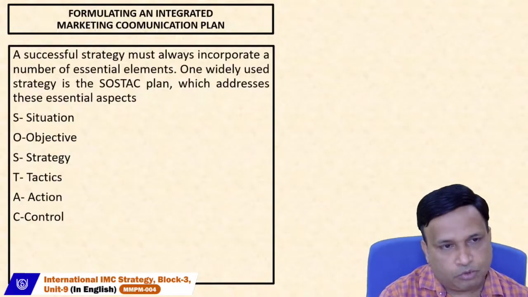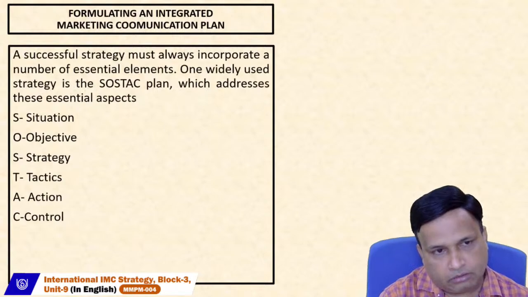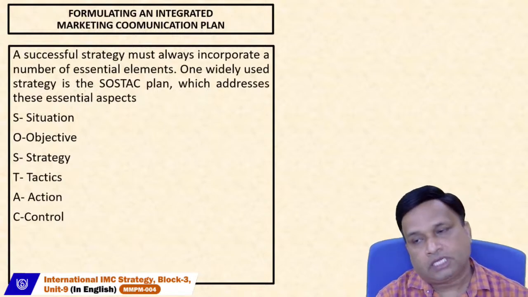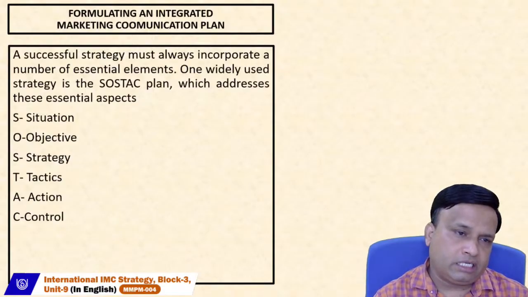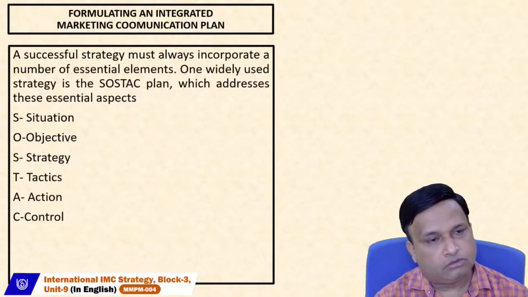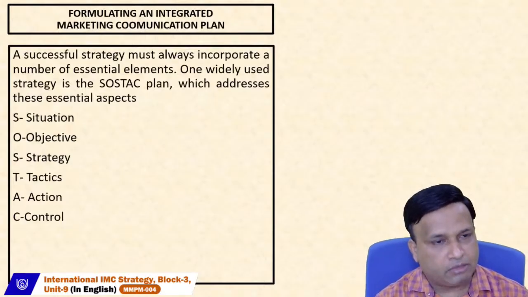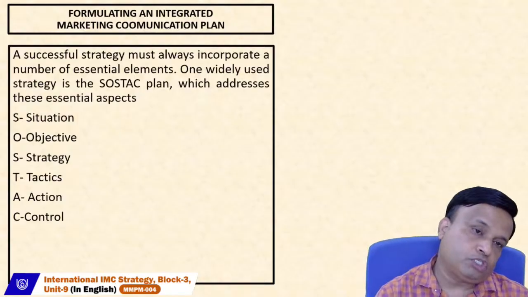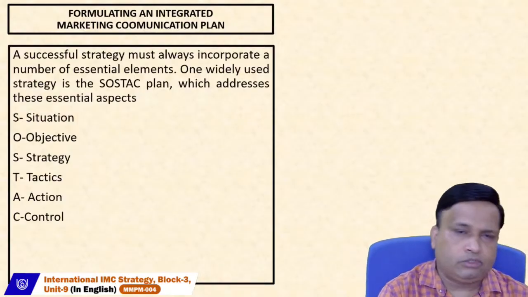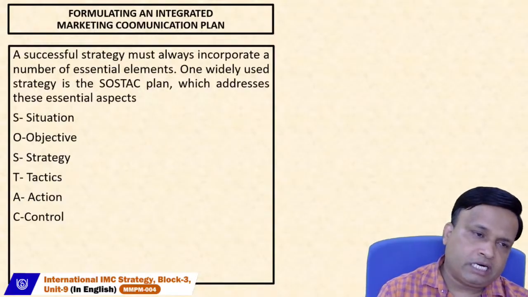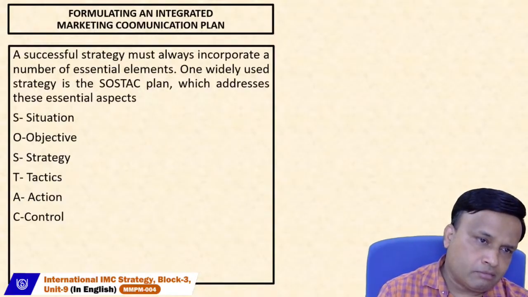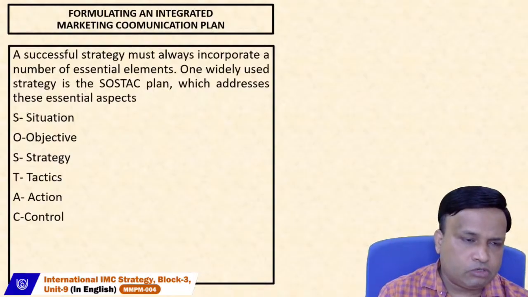When you take an example, suppose you are talking about the situation. Suppose you analyzed that your position in the market is a market challenger. So there is the market leader, market challenger, market follower, market niche. But your position is market challenger. So you are in the second position, not the first. Your objective would be to become the market leader, because you are a challenger and you want to become market leader.